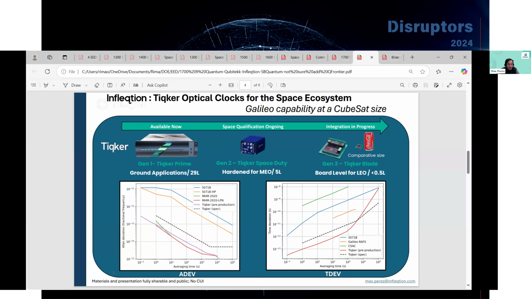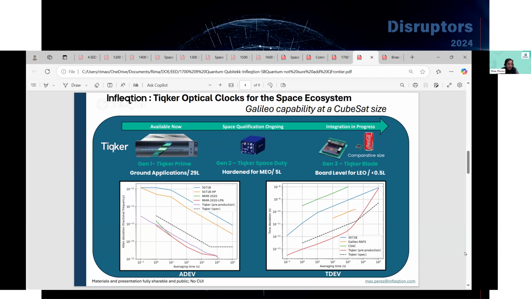This is a next generation optical clock technology. It's a quantum technology, designed primarily for the high performance time and frequency market, to replace hydrogen masers. Generation 1 is a rack mounted system designed for ground applications. For the space ecosystem, this is used for radio astronomy. It's the backbone of the Very Long Baseline Array in New Mexico, as well as the Deep Space Network around the world, and tracking stations all across the world.